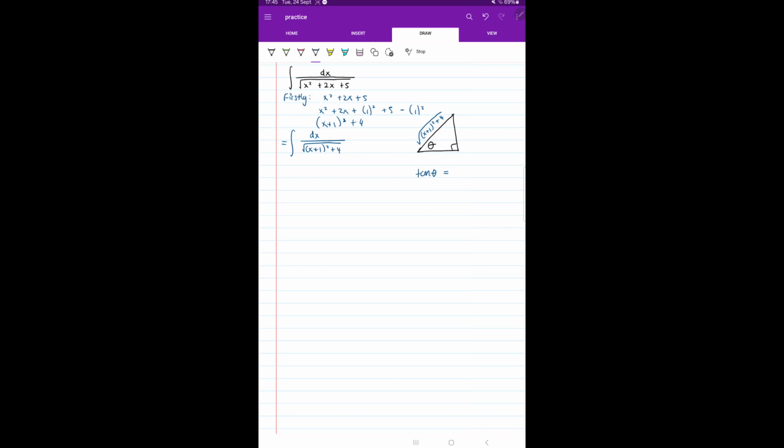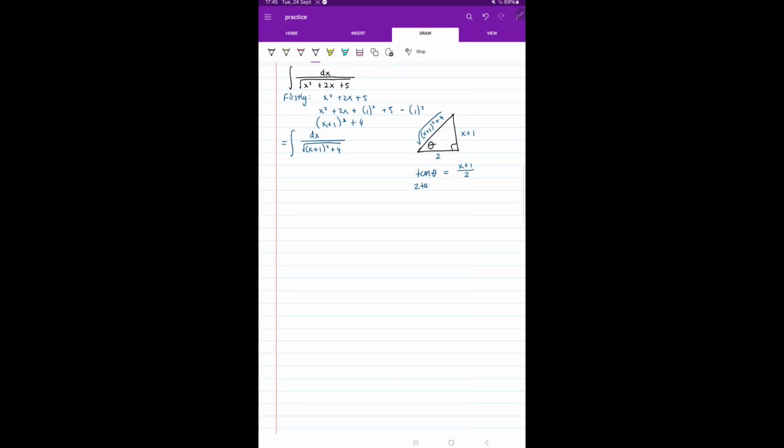How do I get that? Well, tangent is opposite over adjacent. So normally you want to go with the x over the constant, whatever the constant is. So in this case, our x is this whole thing here. Okay, so that's going to be x plus 1. Now here, please don't make the mistake of writing 4. Okay, we have to root it, so this is going to be 2. Now tangent is going to be x plus 1 all over 2.